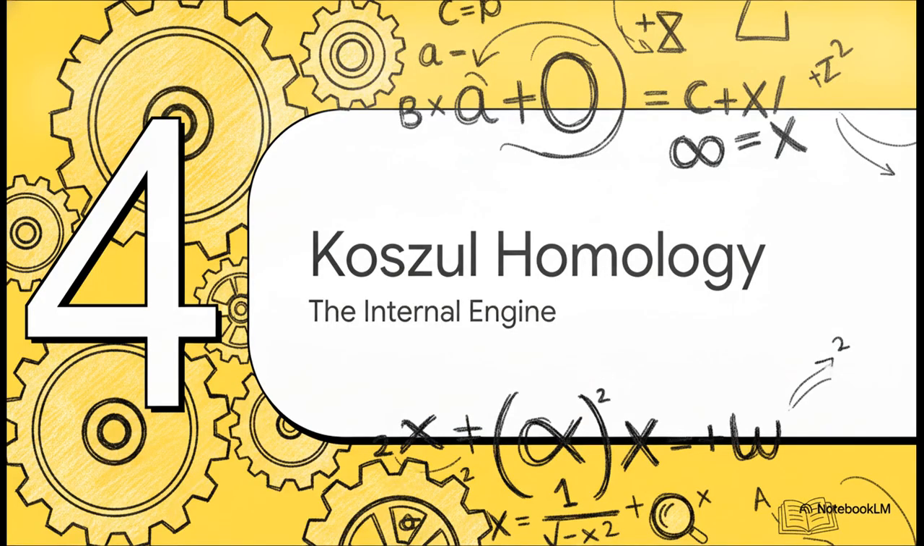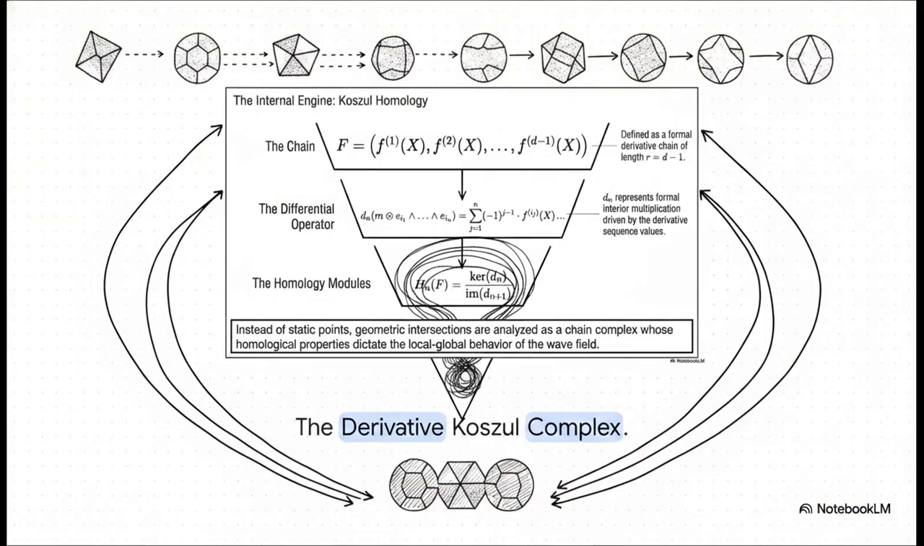In Part 4, Internal Engine, Koszul Homology. Mechanically speaking, how does this closed loop actually operate? Well, in the Adelic Langlands program, a sequence of geometric intersections isn't just analyzed as some static set of points. Instead, we use Koszul homology to treat it as a flowing chain complex.